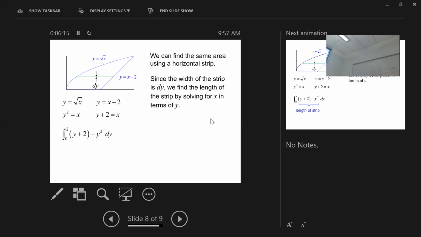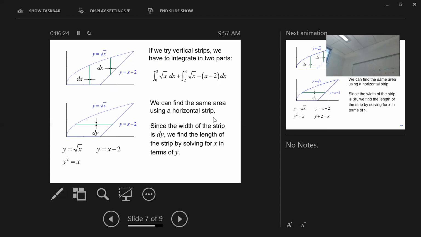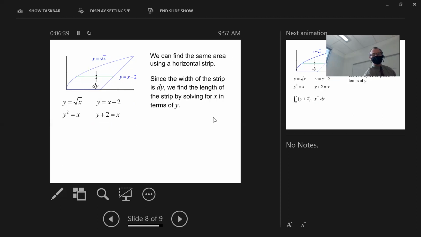So when I do this, dx, back up, the limits dx are 0 to 2 and 2 to 4, horizontally. The limits dy are 0 to 2, vertically. So you have to rewrite the curves in what x equals, and you have to rewrite the limits. But now you only have to do one integral. So we get this.